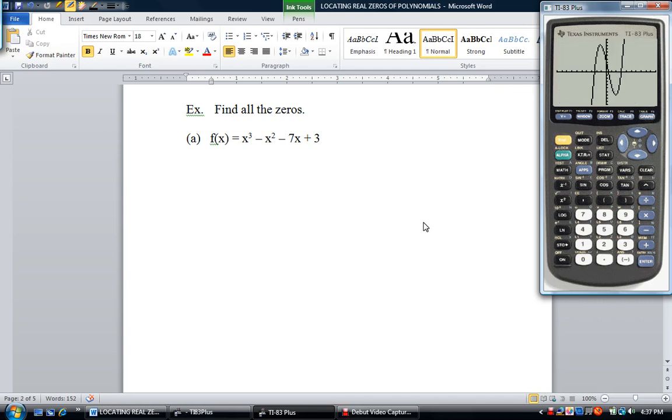Now here's some things you need to keep in mind. The highest exponent is a 3. That's telling me I'm going to have 3 zeros total.